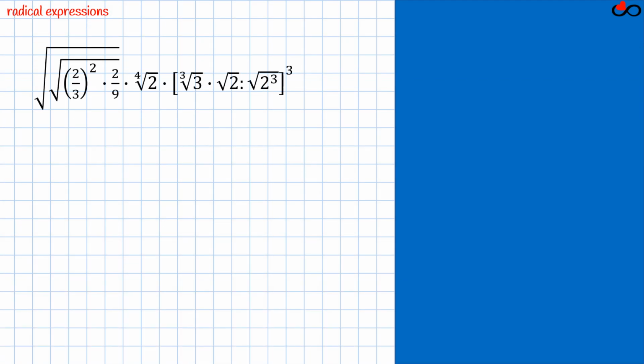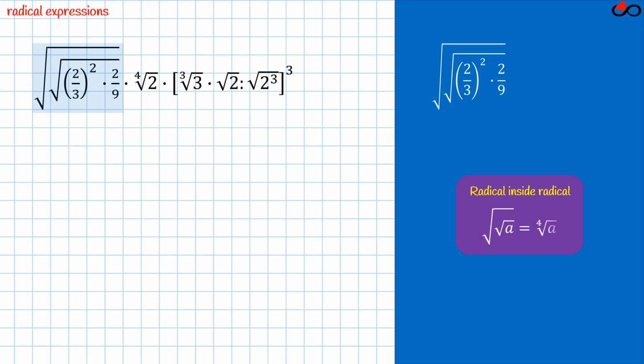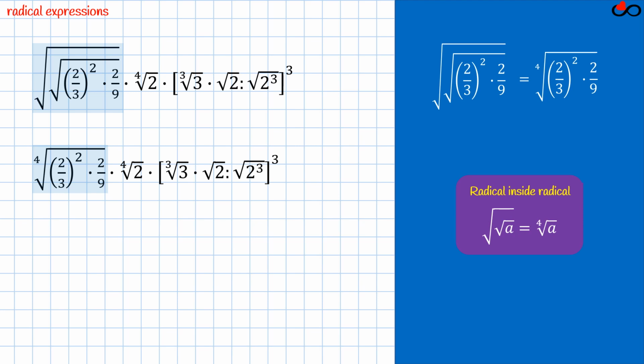Now, we consider the first radical. To simplify the square root of a square root we apply the rule. The square root of the square root of (2/3) squared times 2/9 is equal to the fourth root of (2/3) squared times 2/9. We update the main expression by replacing the first radical with its simplified form.